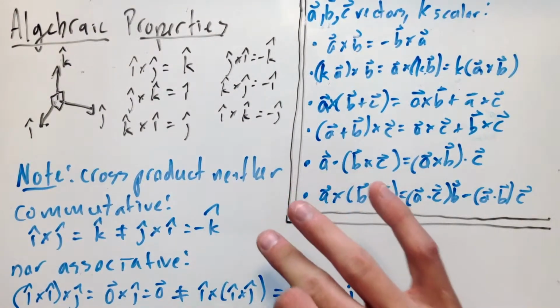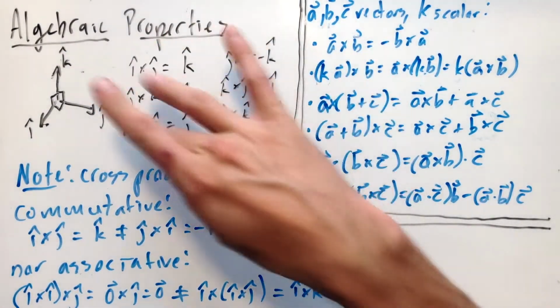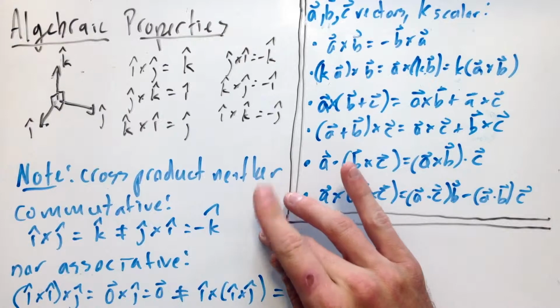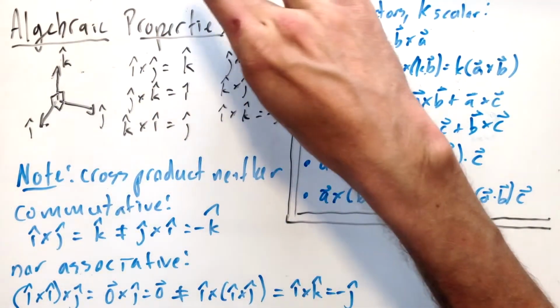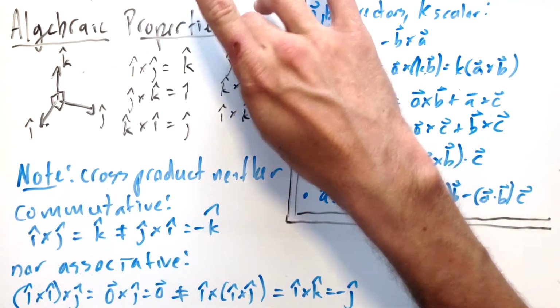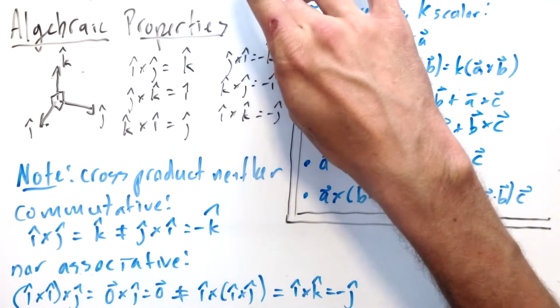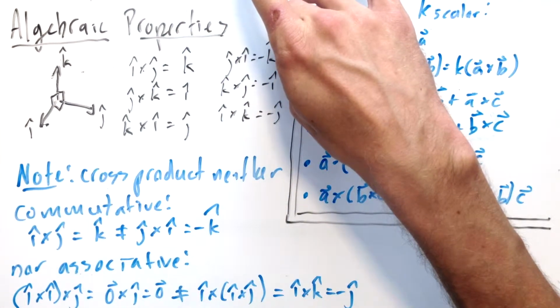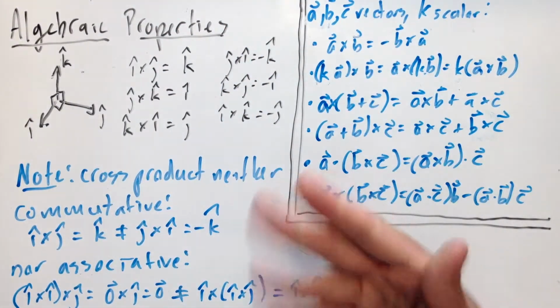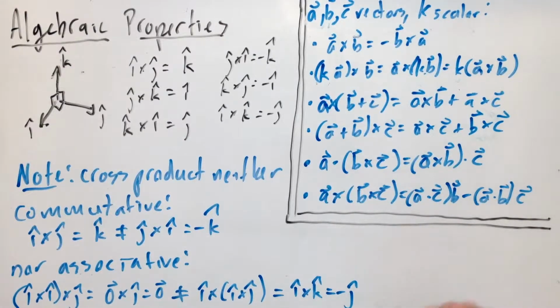Now, the cross product by the above is not commutative. i cross j and j cross i are not the same thing. They are additive inverses. One is the negative of the other, so they're not the same. Okay, so you can't just swap the order of crossing two vectors. It's also not associative. The order in which you cross things matters.